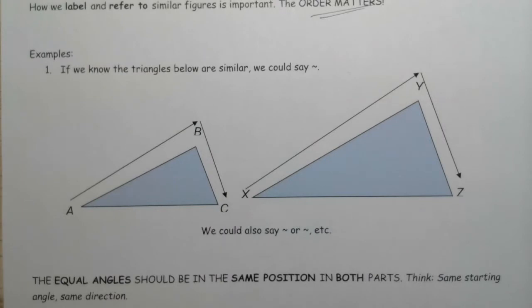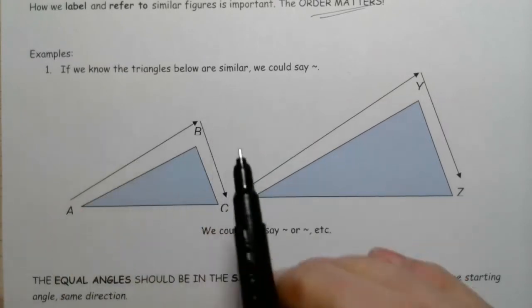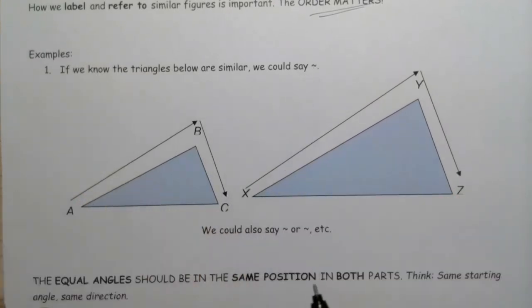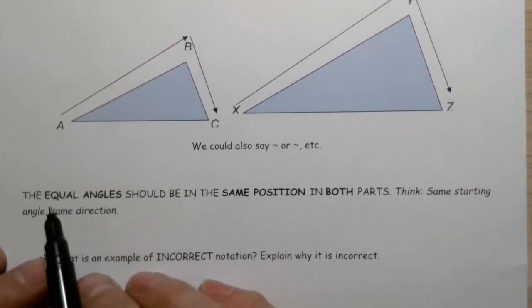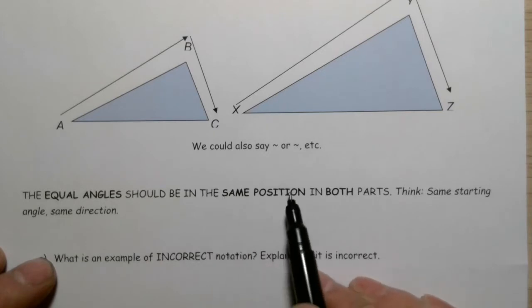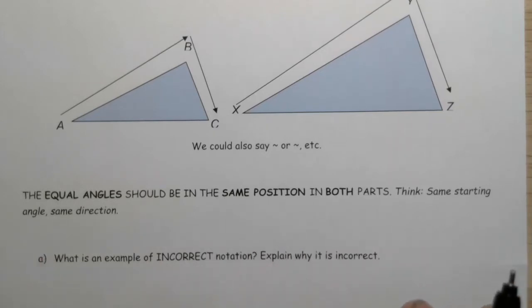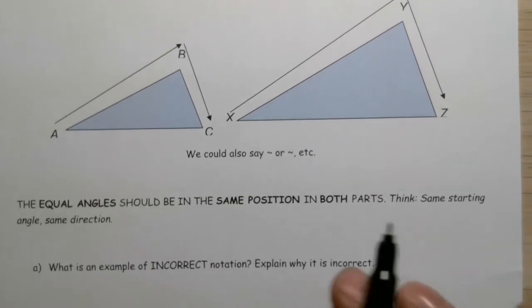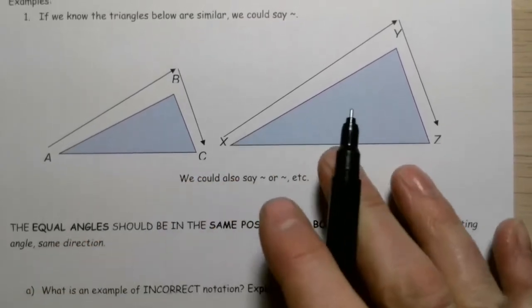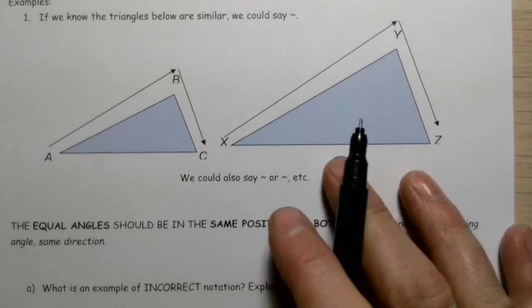Okay, let's have a look at some questions here. If we know that the triangles below are similar, and we could use that symbol right there, what we want to do is take a look at what that means. The equal angles should be in the same position in both parts. So same starting angle, same direction as you move around the triangles. So if I'm going to state that this triangle right here is similar to this one right here, first of all, let's take a look.